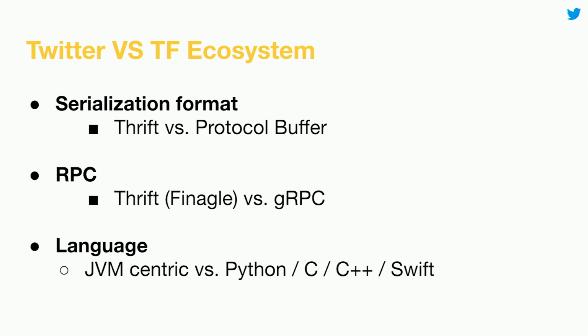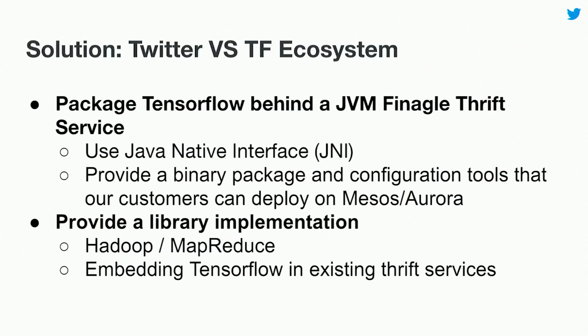So that was an issue for us because it meant we couldn't use things out of the box. Instead of relying on what the TensorFlow team provides for serving, we created our own, what we call TensorFlow production services. That means packaging TensorFlow behind a JVM Finagle Thrift service. TensorFlow is a native application developed mostly in C and C++ with a little bit of Python, and the way we communicate with TensorFlow on the JVM is through the Java Native Interface.